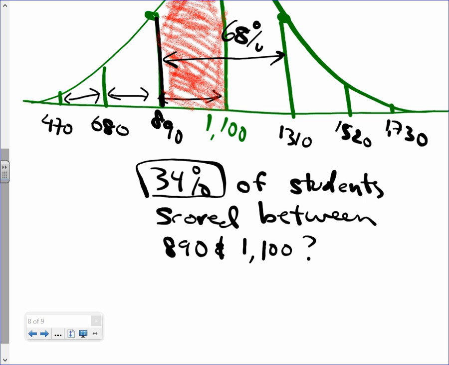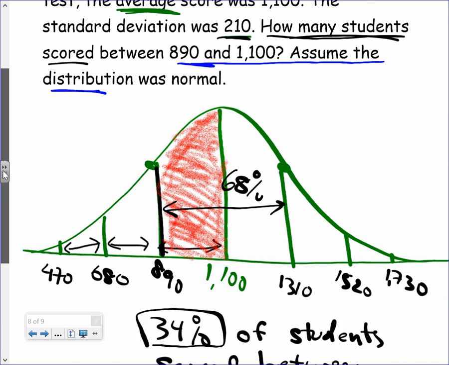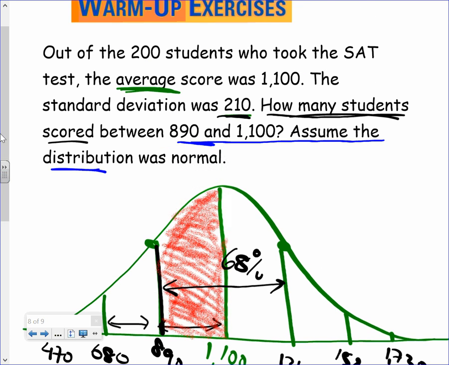But let's say I don't want the percent, and the question is really asking, it's not asking percent, it's actually how many. What was the number of students that actually did score between that? We got the percent. So how would I figure out how many now? What do you guys think?